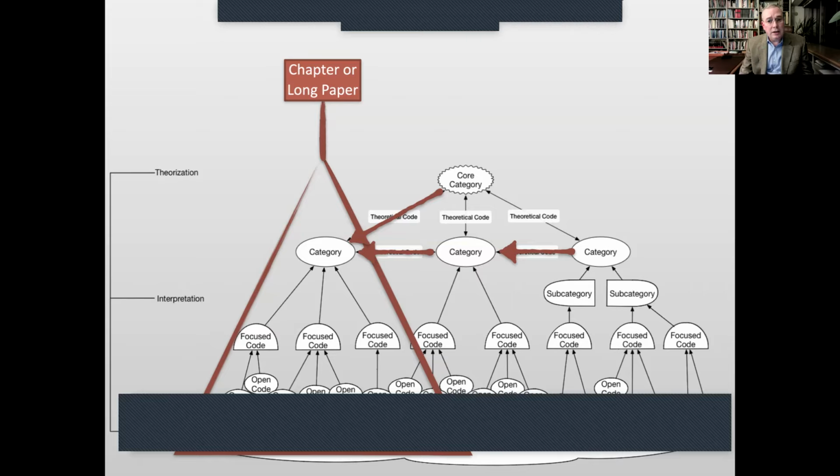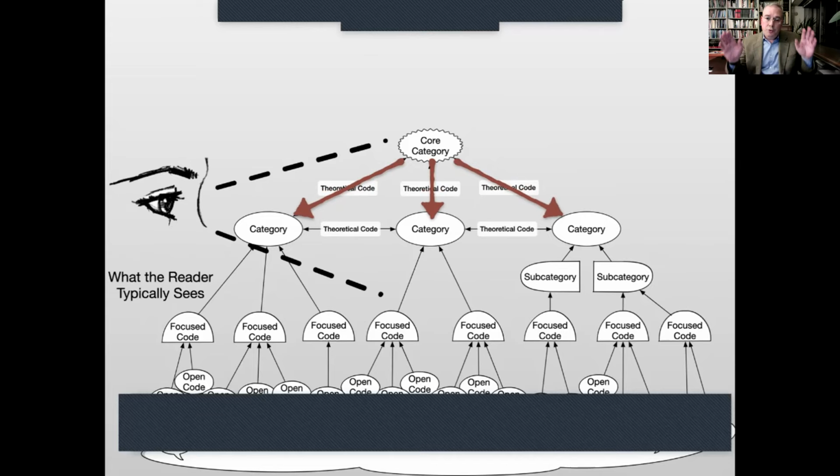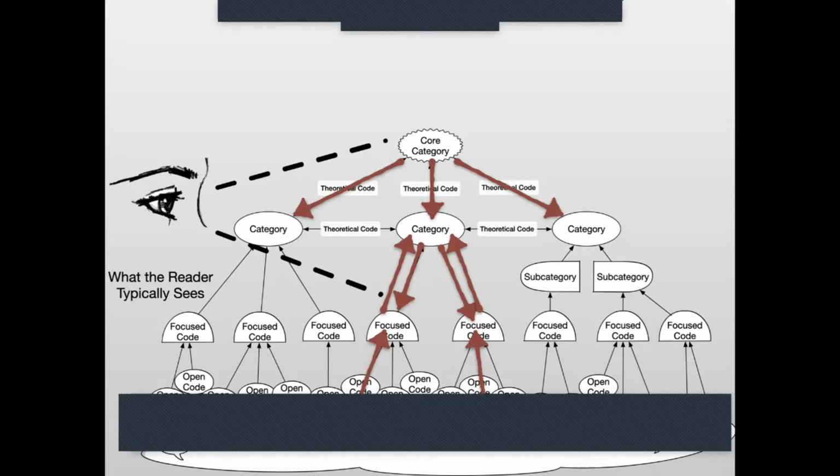And finally, you will be able to do something like this for a PhD thesis or for a book. But even as you do this sort of thing, if the reader may see primarily this, you still need to drill down to your categories, to your focused codes, and pull back some quotes and information so people can better understand the codes and the categories. Otherwise, they may be too abstract to understand.